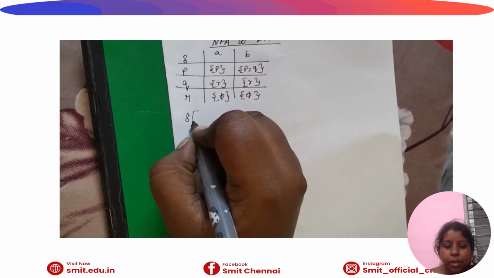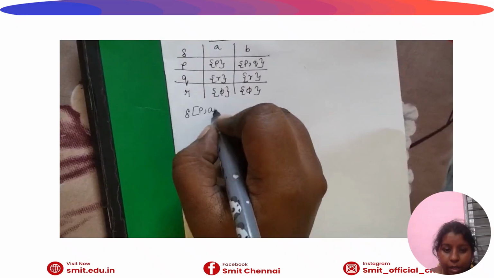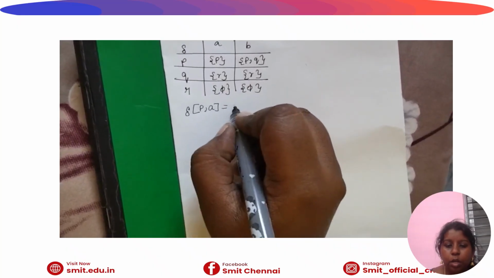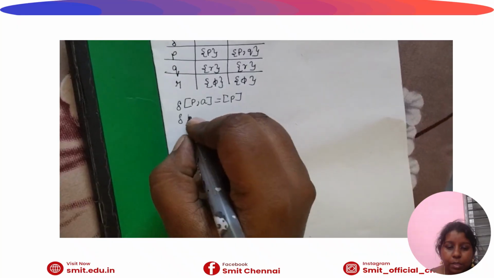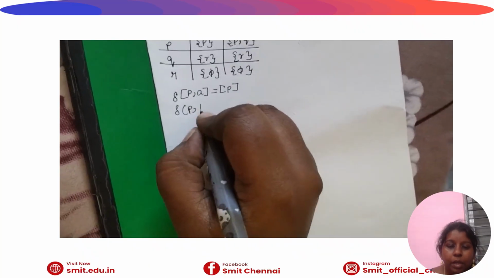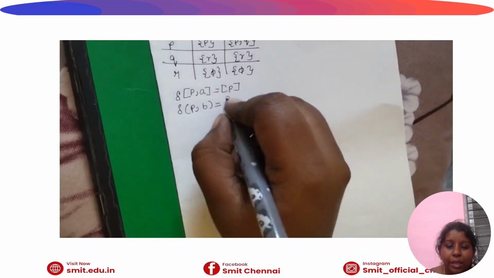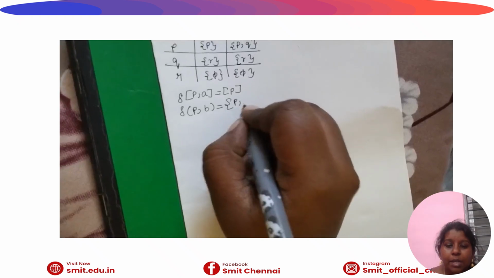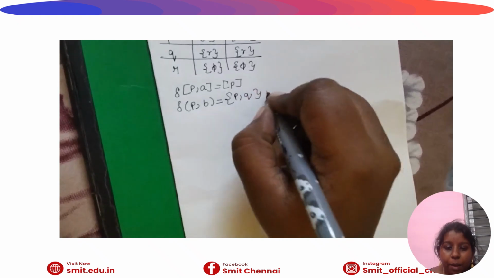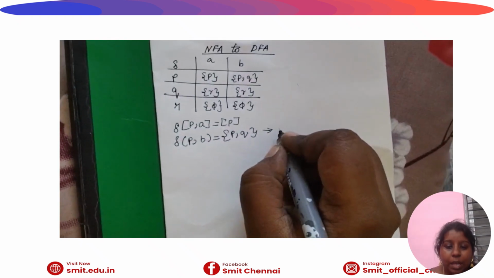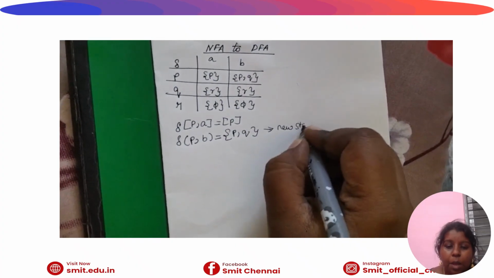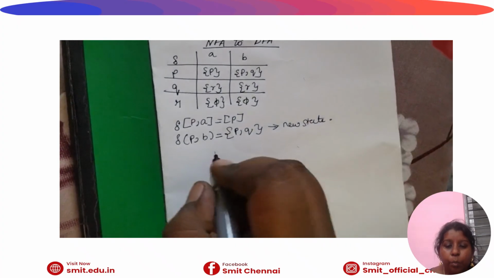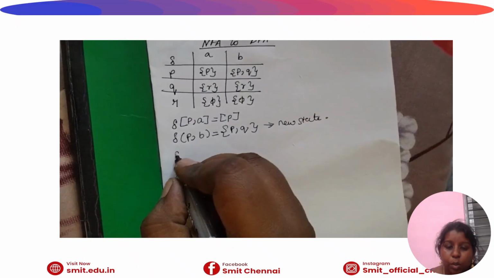As I said earlier, if they have given the diagram, we have to draw the transition table. In this question, they have given the table itself. The states are P, Q, R, and the input is A, B. Sigma P, A is P as given in the table. Then sigma P, B is P, Q, which we will take as the new state.